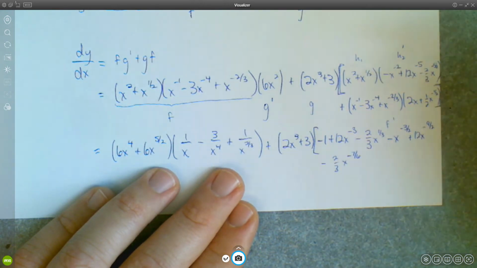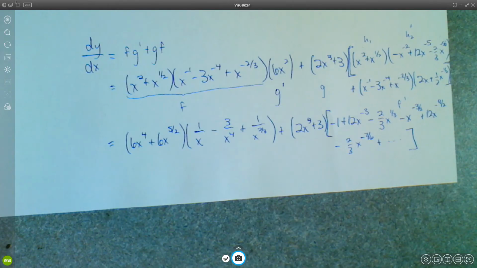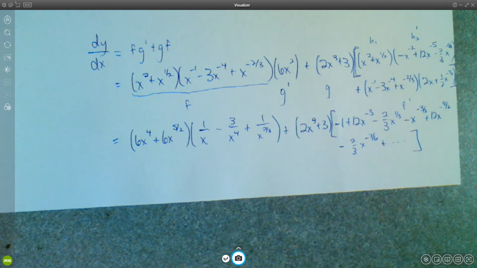Okay, that's just the first group. Then you have to do the second group. Oh, I give up. I'm not going to finish the rest. It's just algebra. It's just nasty algebra. But there's no calculus there. There's no calculus involved with that.